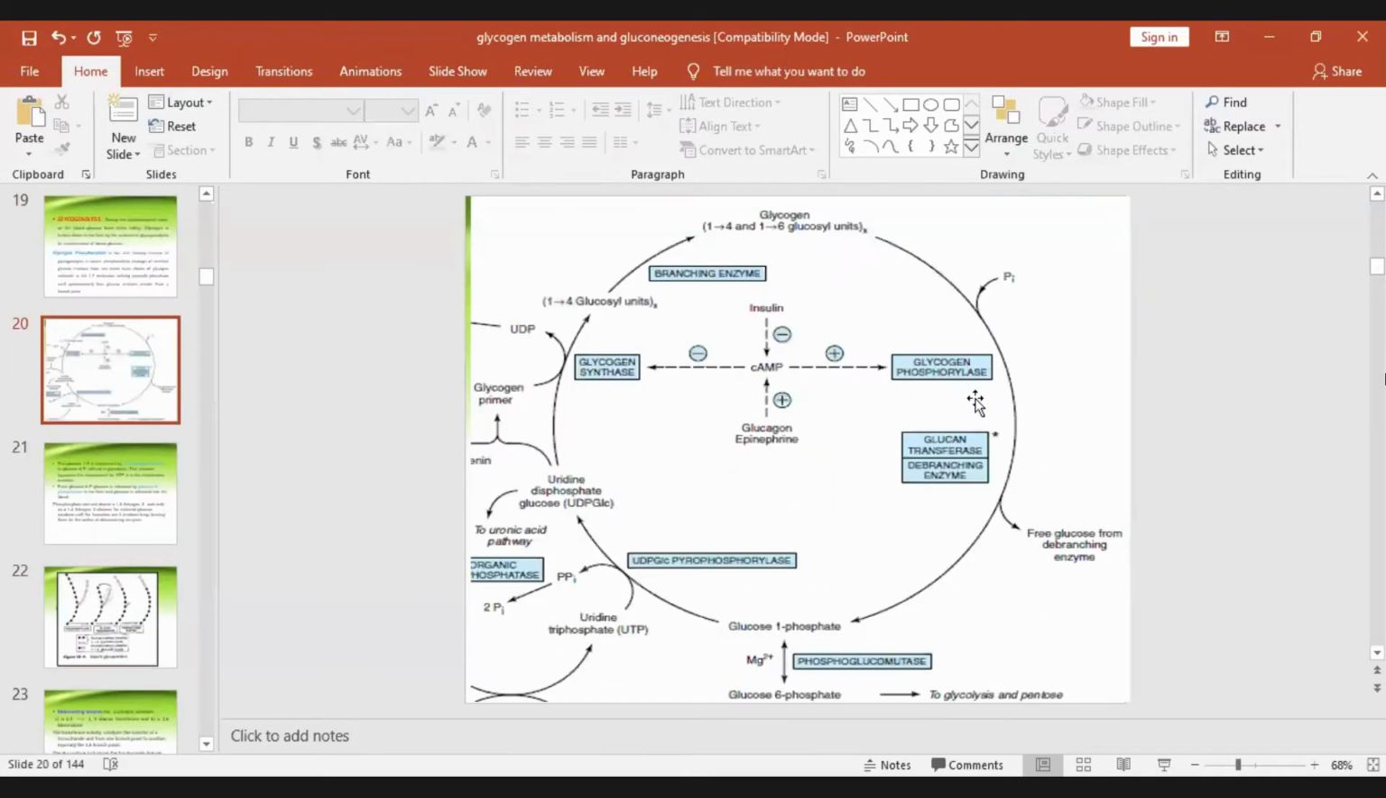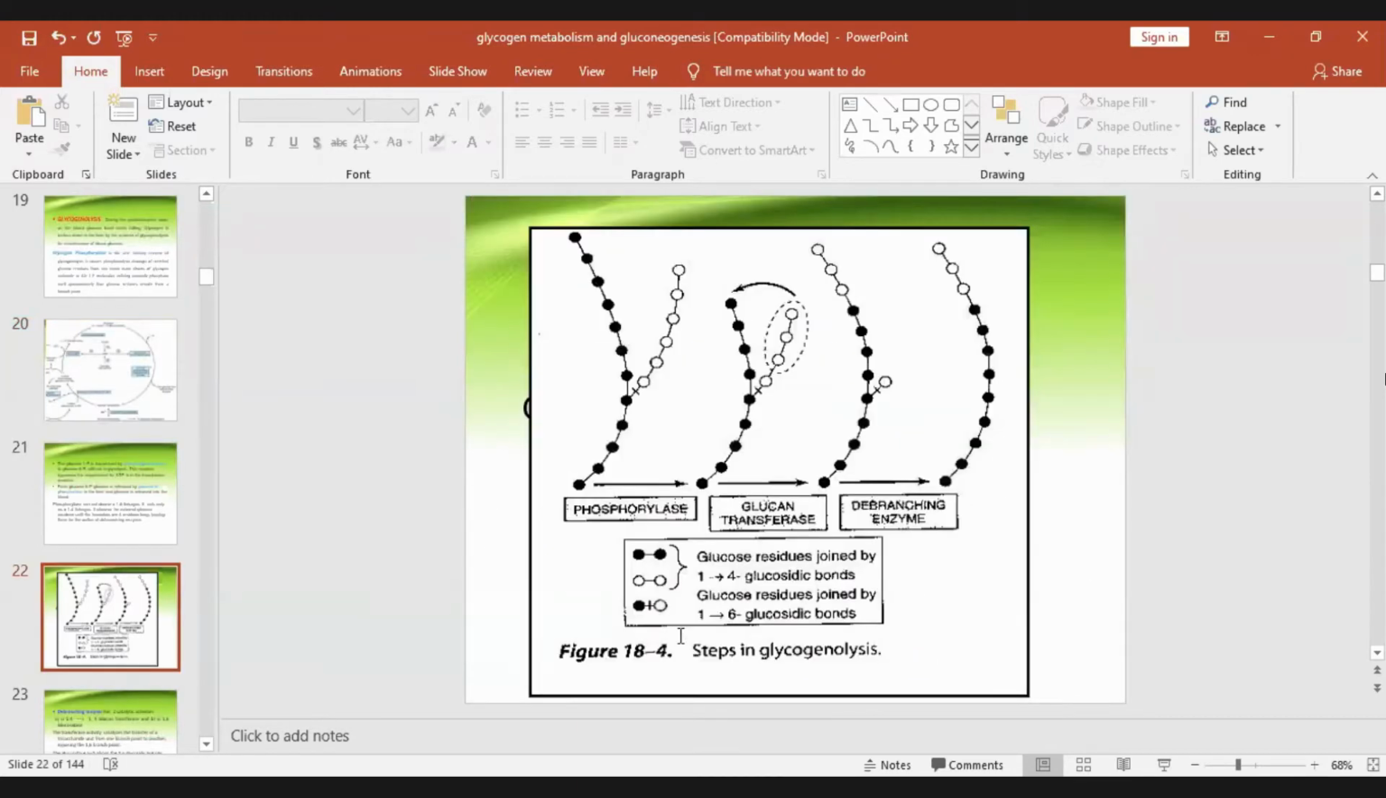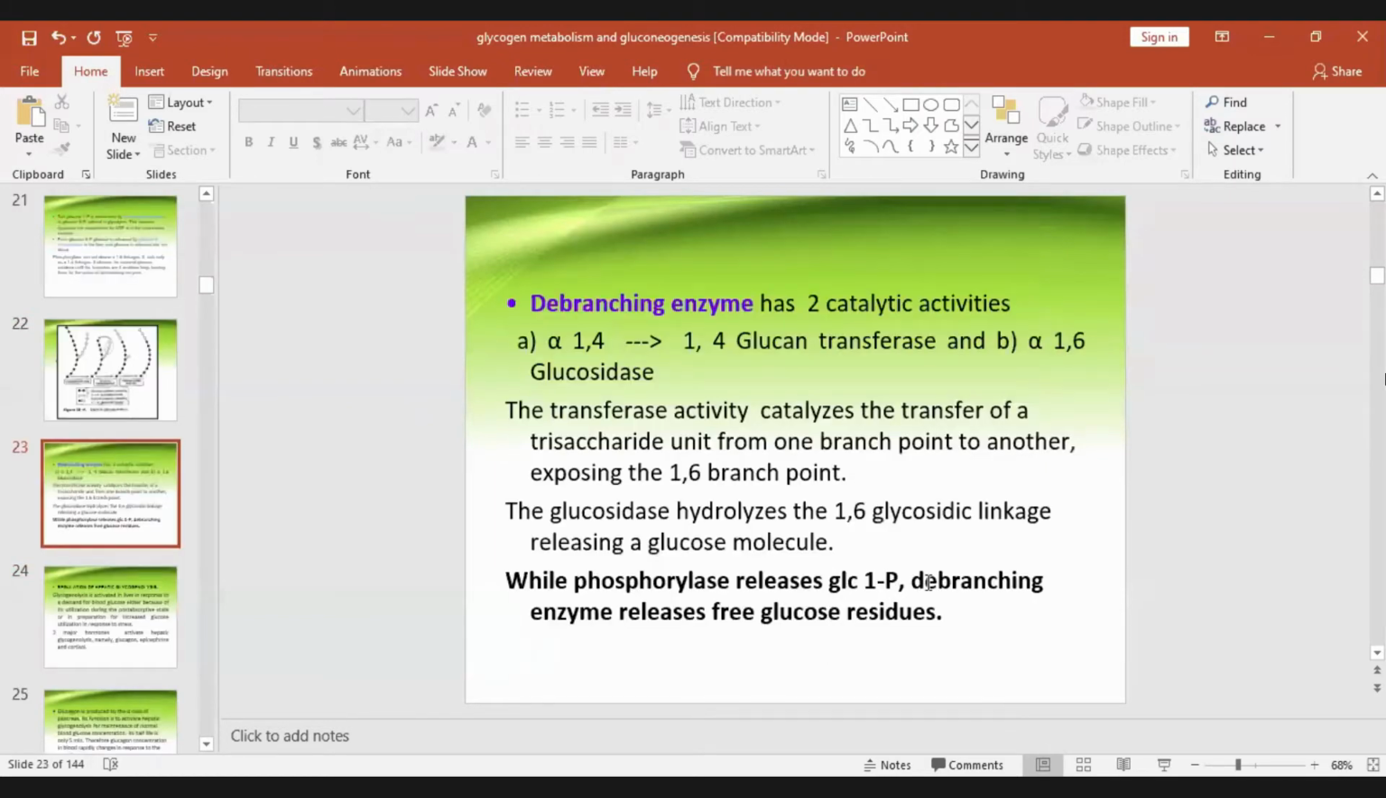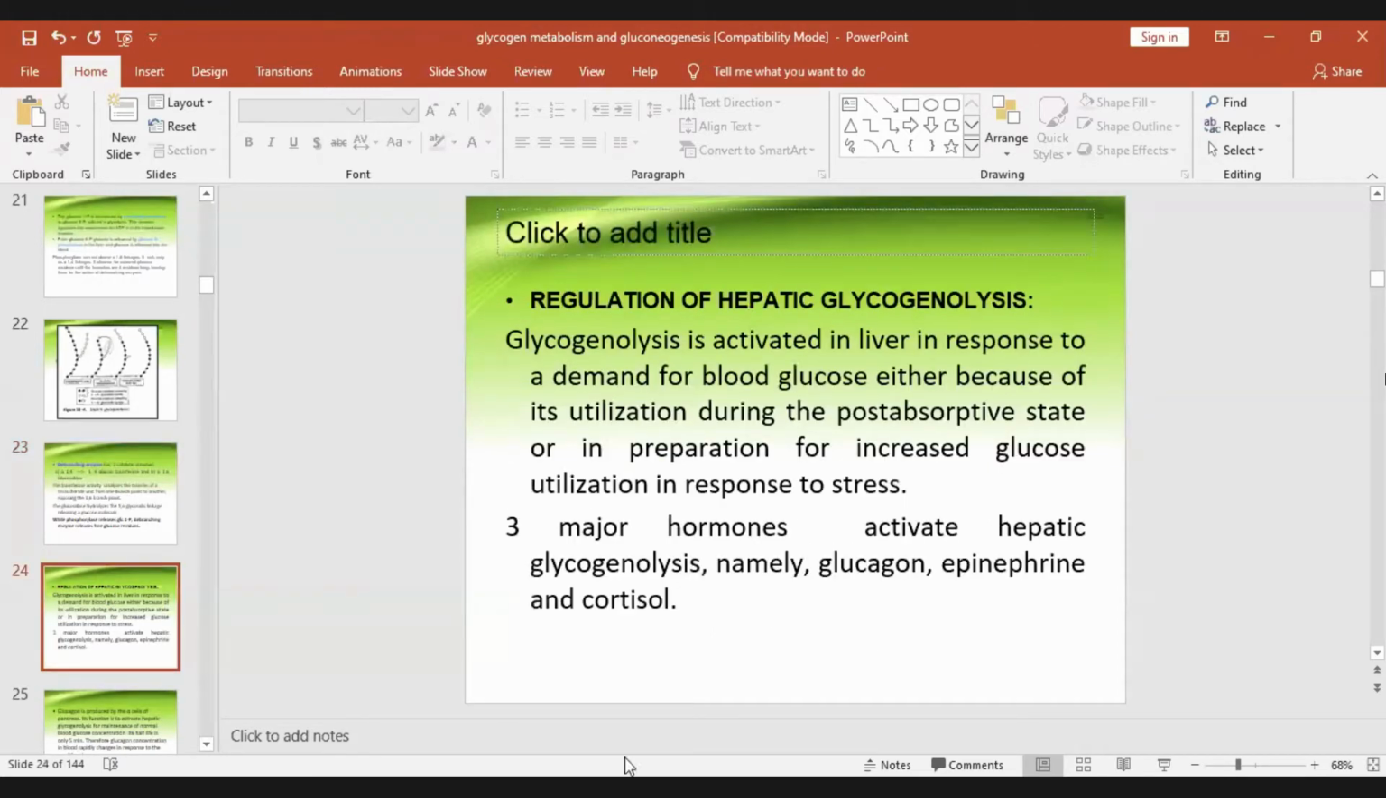Here, while phosphorylase, you have seen, releases glucose 1-phosphate, this debranching enzyme releases free glucose. That's what you should remember. So while phosphorylase releases glucose 1-phosphate, debranching enzyme releases free glucose residues. That you should remember. So, regulation of hepatic glycogenolysis.